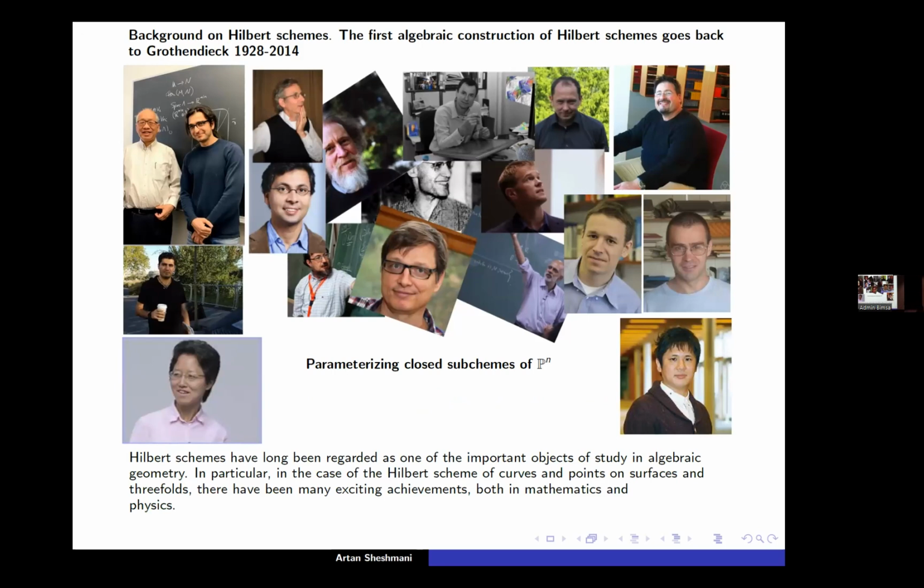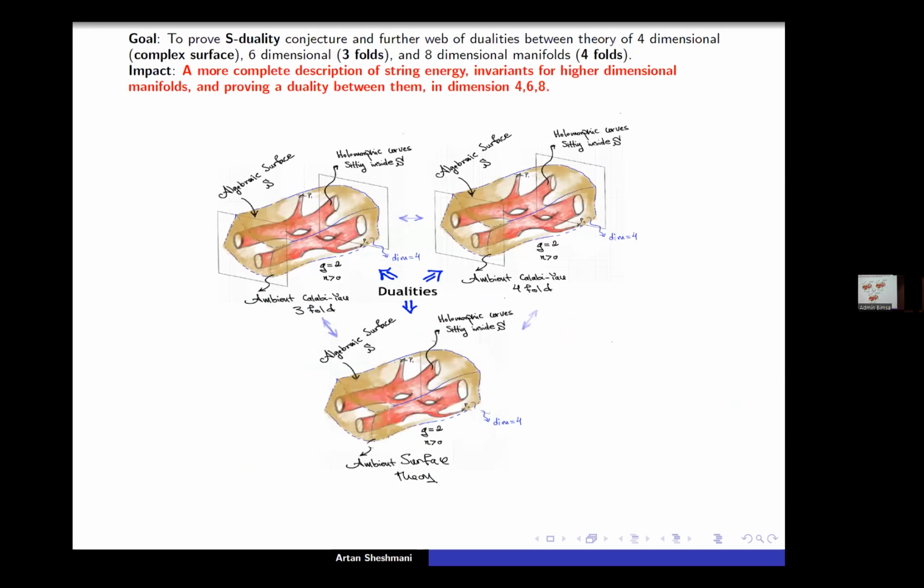So let me tell you some of the things we did on computing these invariants using integrals over the Hilbert scheme. So the goal is you have a system of curves and points lying inside an algebraic surface. The algebraic surface could be in a complex threefold, could be in a complex fourfold. A priori, threefold and fourfold might not talk to each other, but if you count the same objects inside both, you might actually establish dualities between their corresponding string theories, and that's something we actually proved.